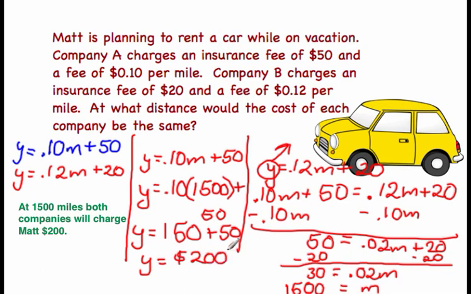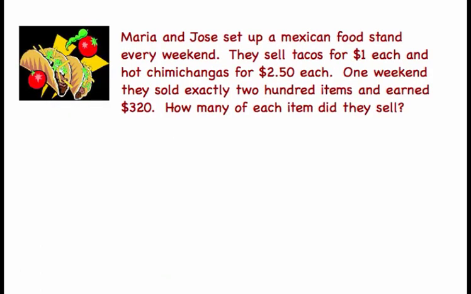Let's look at one more example of a word problem using systems of equations. Here we've got Maria and Jose, and they set up a Mexican food stand every weekend. They sell tacos for $1 each and hot chimichangas for $2.50. Last weekend they sold 200 items and earned $320. We want to know how many of each item they sold.